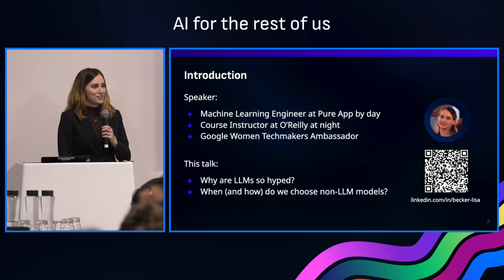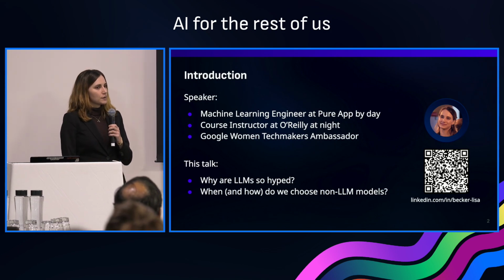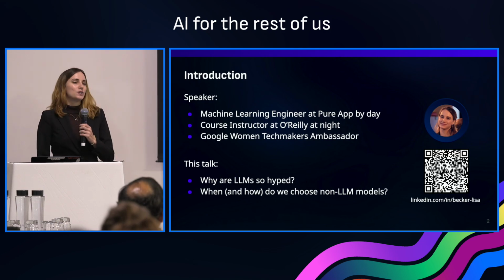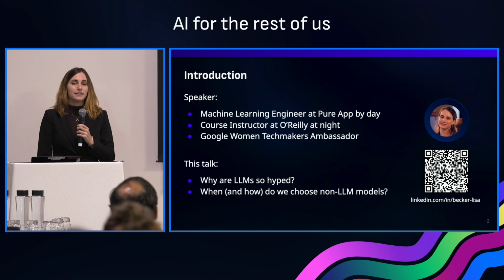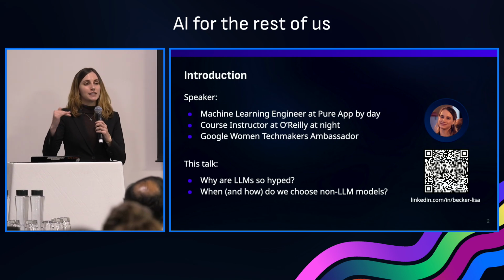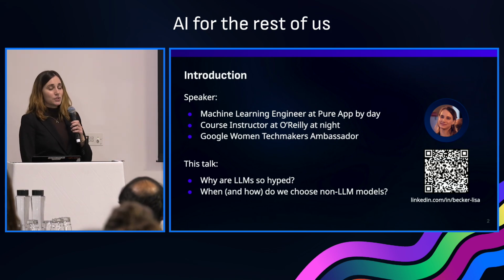I'm a machine learning engineer at Pure App. It's a dating app, and there I work on the recommendation algorithm, so basically who's going to be showing in your feed, but also moderation-related topics. My main expertise, though, is natural language processing, so everything that has to do with language and machine learning, and a domain of that are LLMs. That's what I do by day.